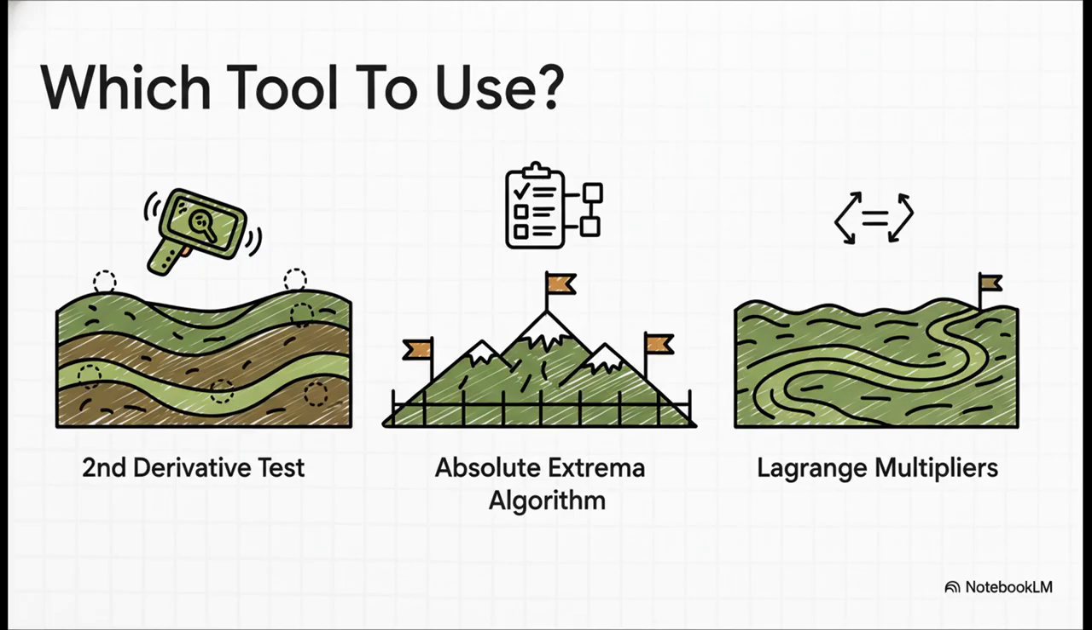Is it a huge open world? You're going to use the second derivative test. Is it a fenced-in national park? That's a job for the absolute extrema algorithm. And if it's just a single winding trail, then Lagrange multipliers are your absolute best bet.